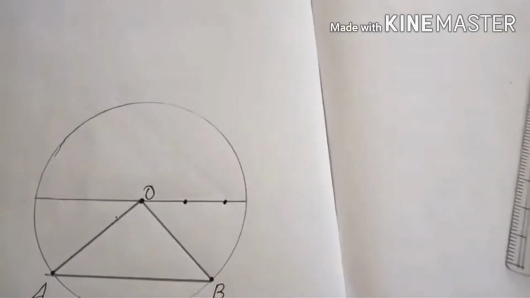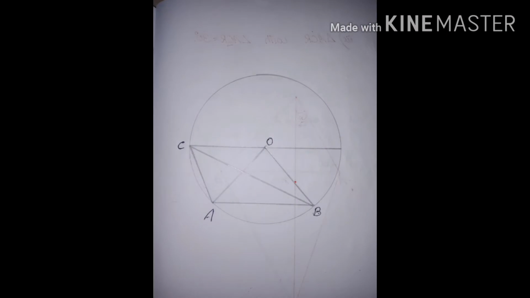But here in this question, one more condition is given. All three vertices must be on the circle. We have to choose points on the circle. A and B are already on the circle, so the third vertex must also be on the circle. That means we have to choose a point on that parallel line which touches the circle. That means you have to choose these 2 points.